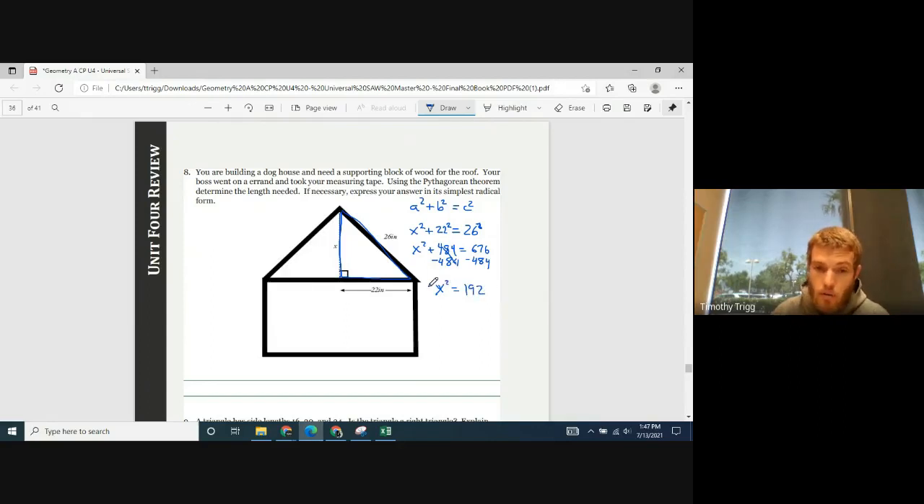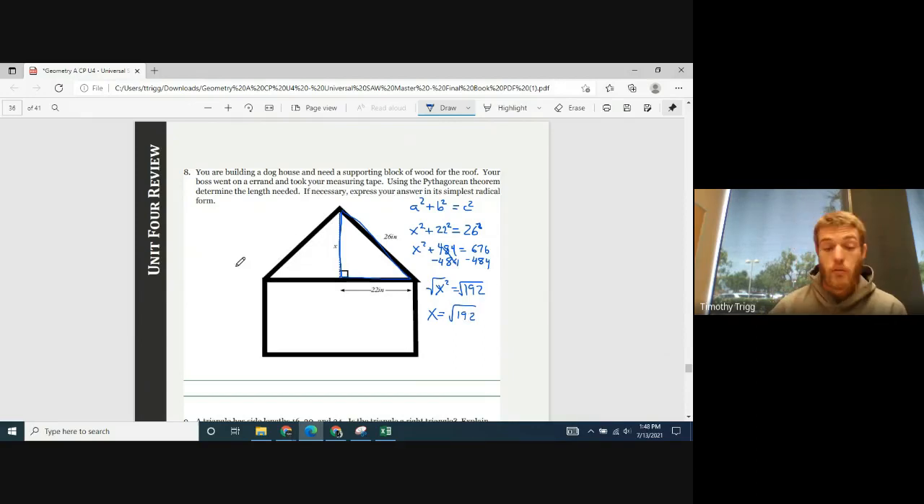Now to get rid of the squared, you could use square root. So that gives you x by itself equals the square root of 192. Now if you do the square root of 192 on your calculator, you don't get a nice number, right? You get, in this case, 13.8564 and so on. But we can simplify the square root. So that's what it asks: express your answer in its simplest radical form.